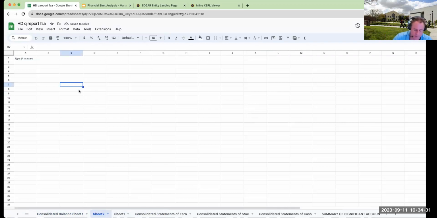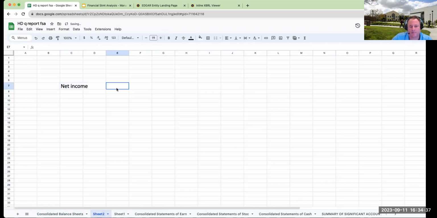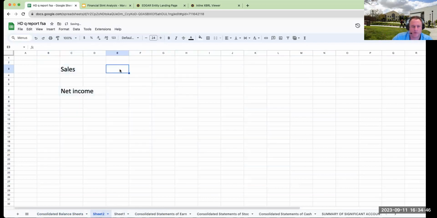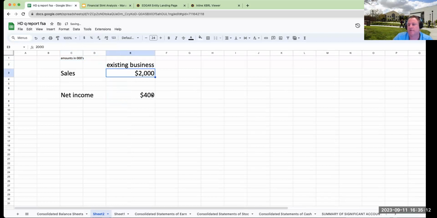Say, for example, net income, and we'll do sales. This is a good one to do. So we'll say that sales, we'll use amounts in thousands. Okay, so the existing business, we'll say that they had sales of 2,000, and we'll say that the net income was, say, like 400. So again, these amounts are in thousands. The existing business has sales of 2,000.